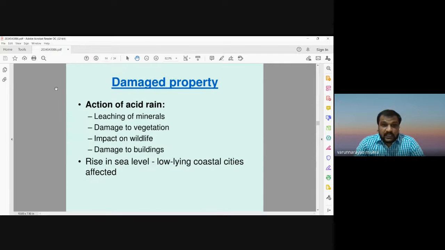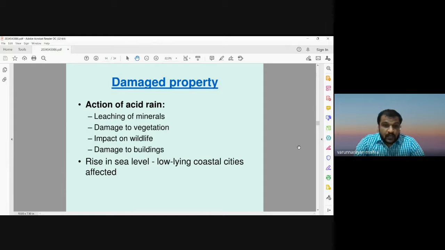Okay, damaged property because of acid rain. Okay, there may be an increased pollution level in the atmosphere because of the high concentration of carbon dioxide or carbon monoxide, which are hazardous, poisonous gases. If the concentration of these poisonous gases increases in the atmosphere, that can lead to acid rain. Okay, that may cause leaching of minerals and damage to vegetation. That may also have an impact on wildlife and cause damage to buildings.